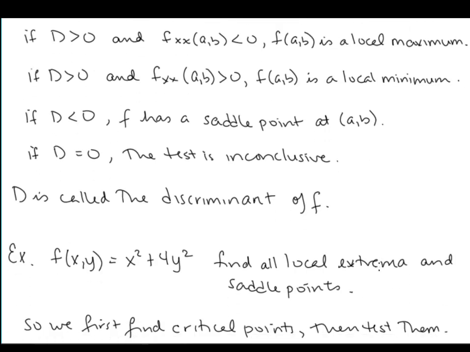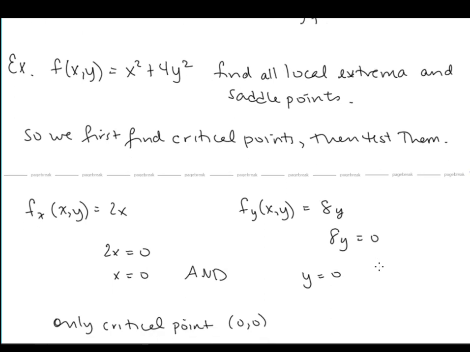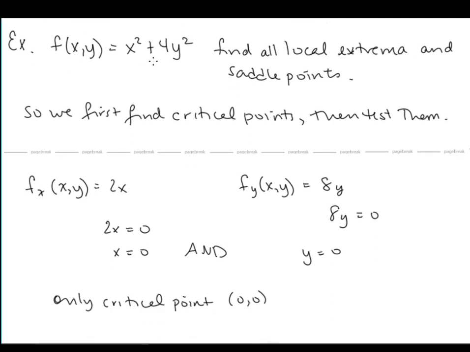So let's see how we could use this. f(x,y) is equal to x squared plus 4y squared. We want to find all local extrema and saddle points. First thing we're going to do is find critical points, then we're going to test them using the second derivative test. So we need our x partial and our y partial, and we need to set them equal to 0.